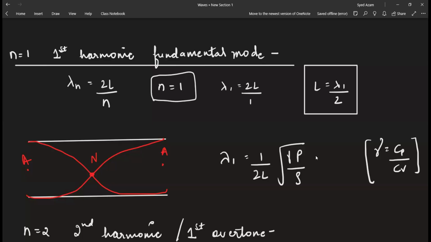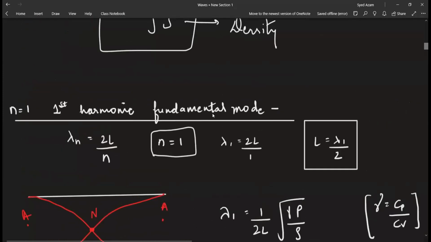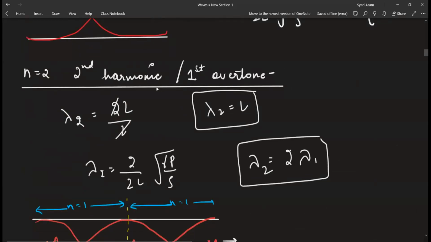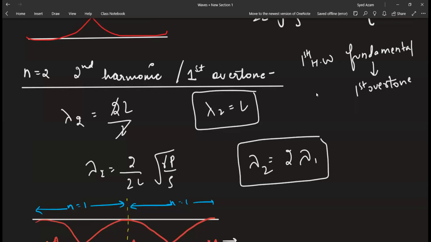Similarly, frequency also you can put, and gamma you already know, Cp by Cv. We have done this a lot in the adiabatic process. Now this is the fundamental or first harmonic. As we discussed, the second harmonic is the first overtone. We have already discussed how we write the fundamental and harmonic. The first one is always the fundamental, that is the first harmonic wave. The second one becomes the first overtone, which is the second harmonic wave. It goes on like this.